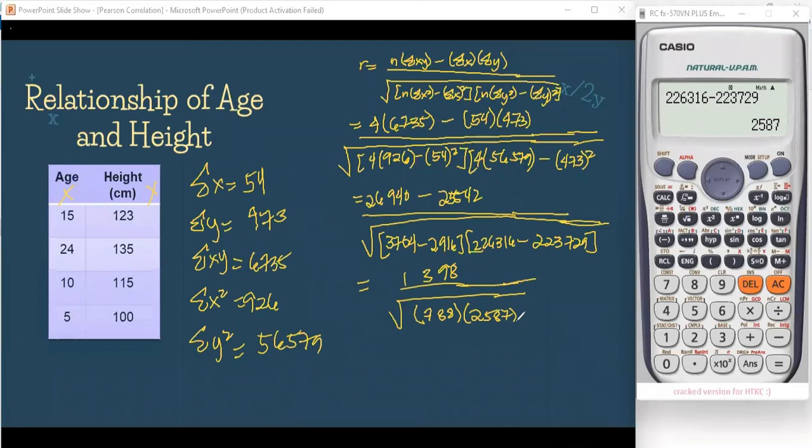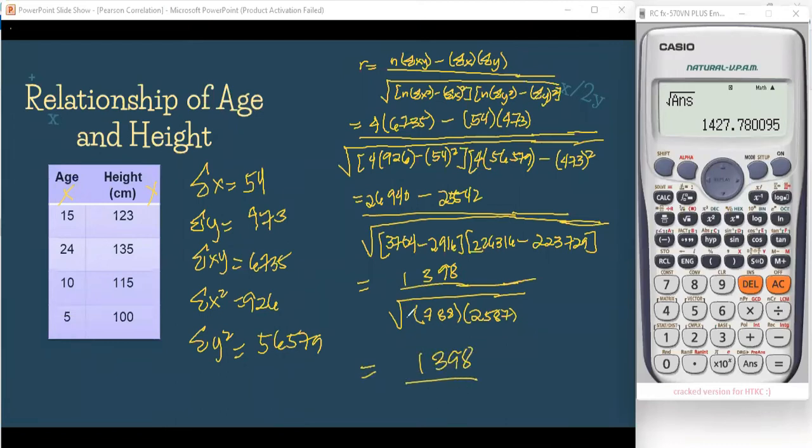Now let's solve for this one. So that is 788 times 2,587 is equal to this one. Now get the square root of it, so that will give us approximately 1,428.